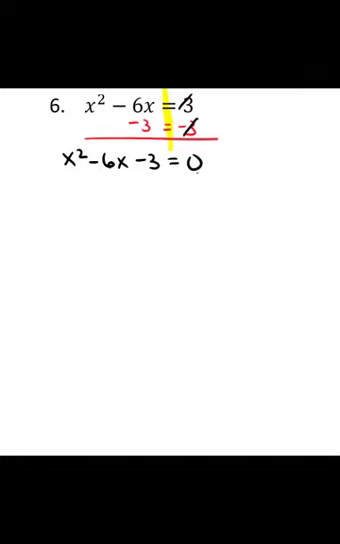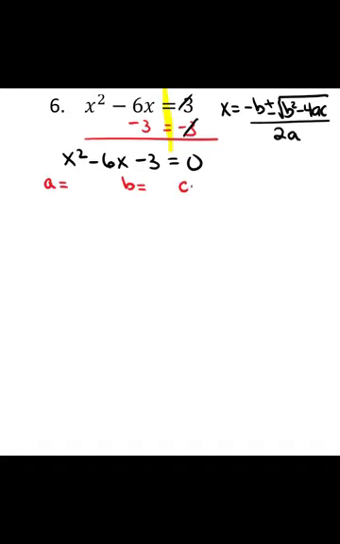use the quadratic formula. And the quadratic formula is x is equal to negative b plus or minus the square root of b squared minus 4ac all over 2a. So first identify what a, b, and c are. A is the coefficient of the x squared term, b is the coefficient of the x term, and c is a constant. And then plug them into the formula.